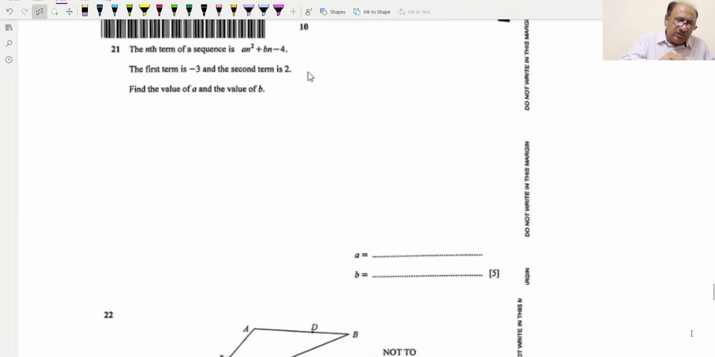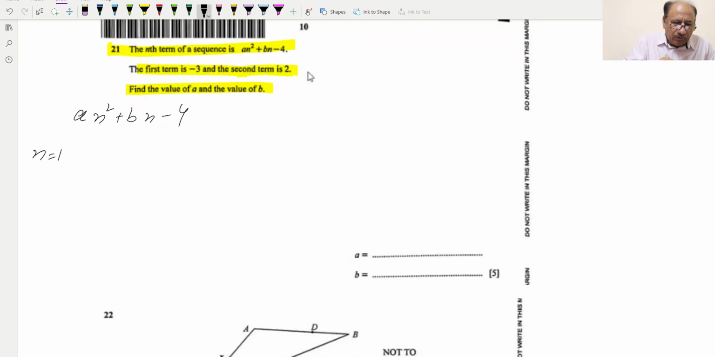Now question number 21, and question 21 says the nth term of the sequence is this one. The nth term of the sequence is given, and the first term is minus 3 and the second term is 2. Find the values of a and b, and the equation given is a n squared plus b n minus 4, and n is equal to 1.